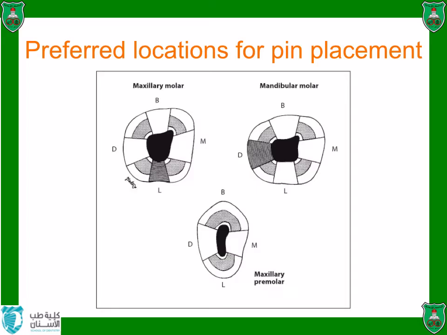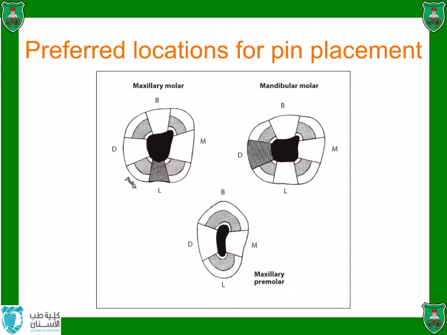Now in this view you can see that we have a maxillary molar, a mandibular molar and a maxillary premolar. The best area to place your pin is in the dotted area, the gray dotted area, which is the line angles. It's the position of the cusp. You can see that in each of those teeth, the area of presence of the cusp is the most preferred area, and it's presented here by the dotted line.